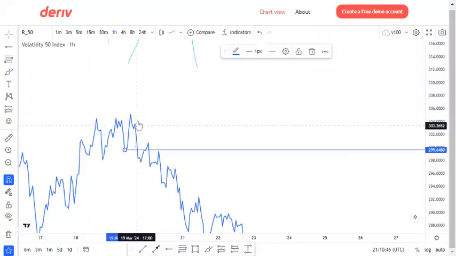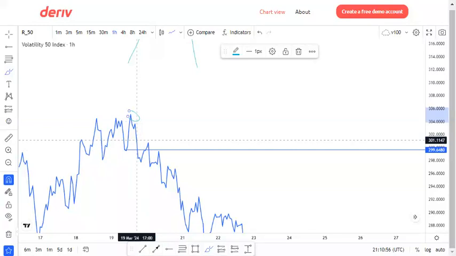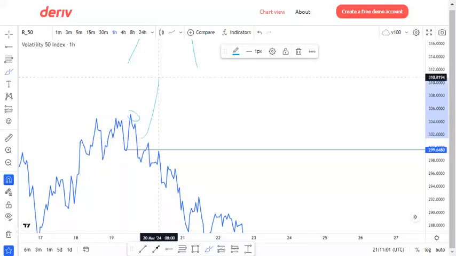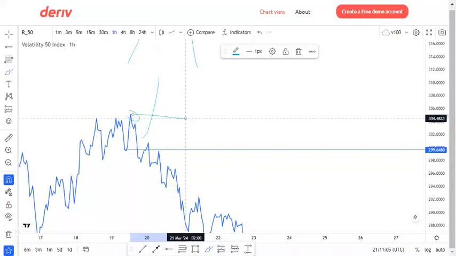So in order for this market to be in the bullish move, the market had to break above this high here, then maybe the market could make a low here and then go upside. That's where we could define that this market is moving to the upside.